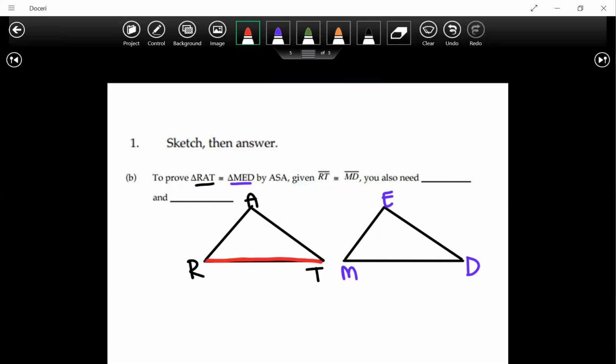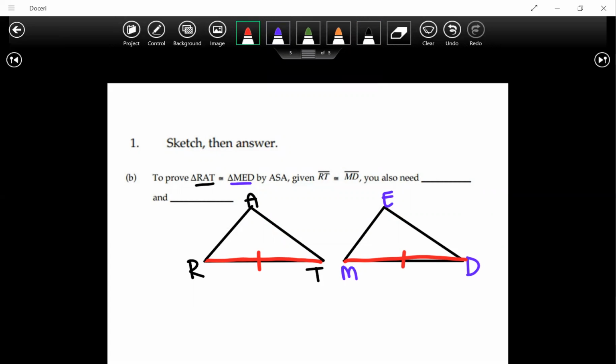RT is congruent to MD. So I'm putting in marks and sides that show congruence. Okay, so I'm creating this problem. I'm drawing it out to help me figure it out. This is what you guys have to do tomorrow. Draw out two triangles, put the given information in, and solve, okay?